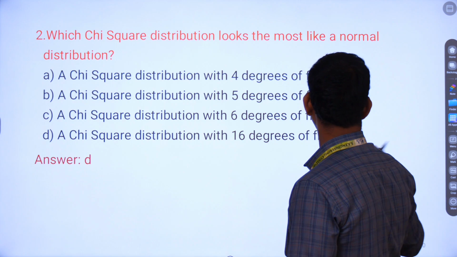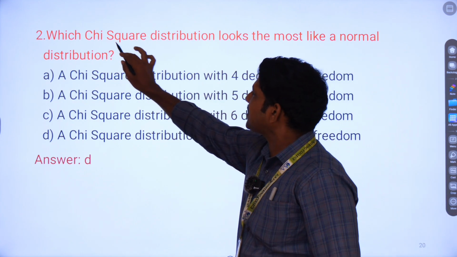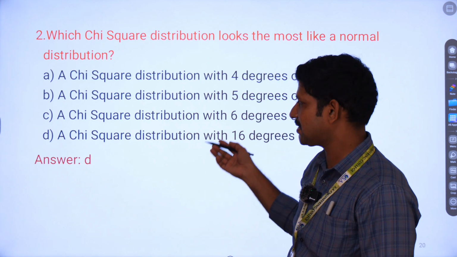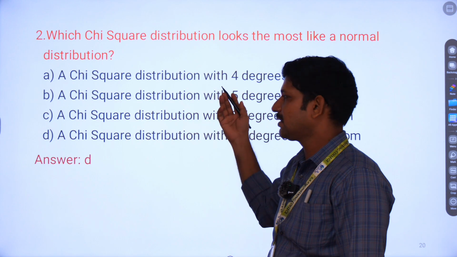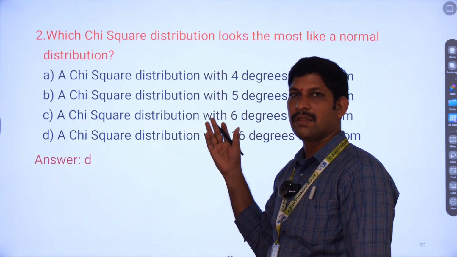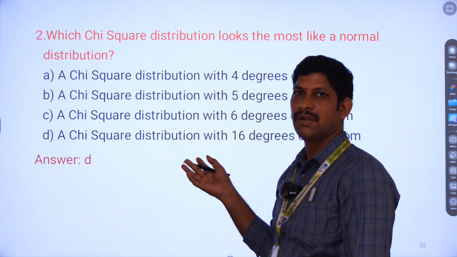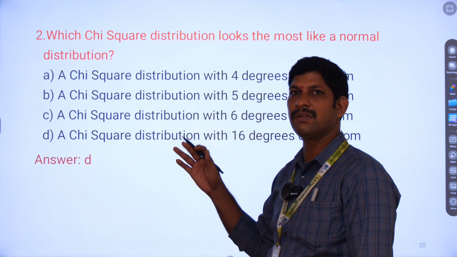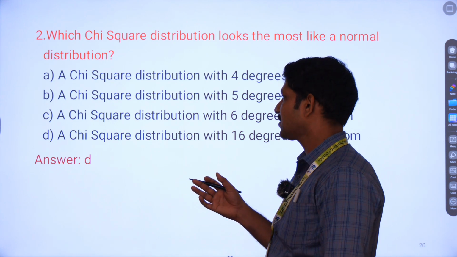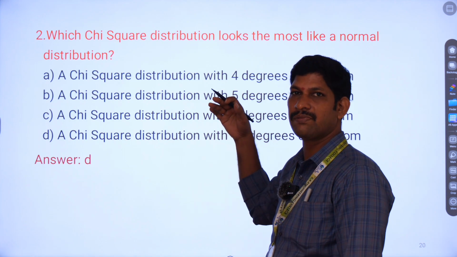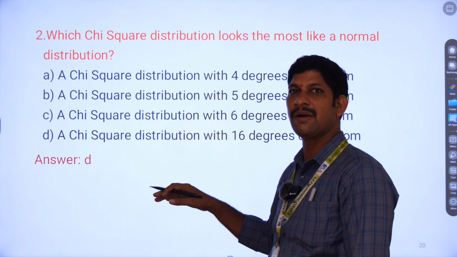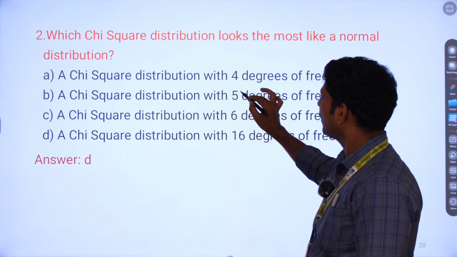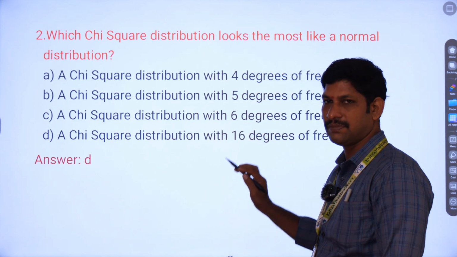The second one is also an important one. Which chi-square distribution looks most like a normal distribution? Initially I gave the 3 major properties of the chi-square. Property 1: the mean of the chi-square equals the number of degrees of freedom. The variance of the chi-square equals double the degrees of freedom. Last, when the degrees of freedom increase, the chi-square distribution curve approaches the normal. Here the degrees of freedom are 4, 5, 6 and 16.